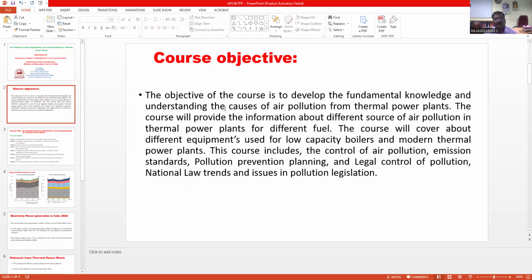Course objective. The objective of the course is to develop the fundamental knowledge and understanding of the causes of air pollution from thermal power plants. The course will provide information about different sources of air pollution in thermal power plants by utilizing different types of fuels. The course will cover different equipment used for low capacity boilers and modern thermal power plants. These courses include the control of air pollution, emission standard, pollution prevention planning, and legal control of pollution, national law trends, and issues in pollution legislation.